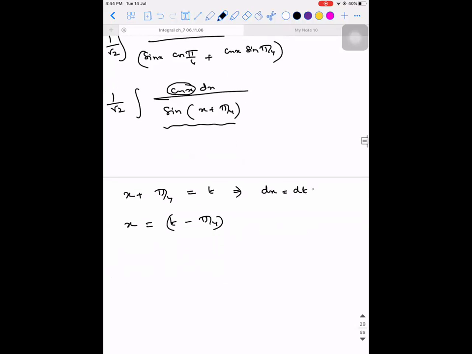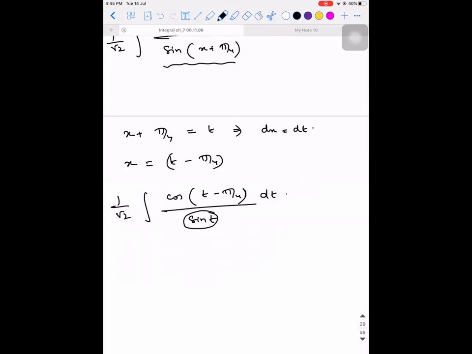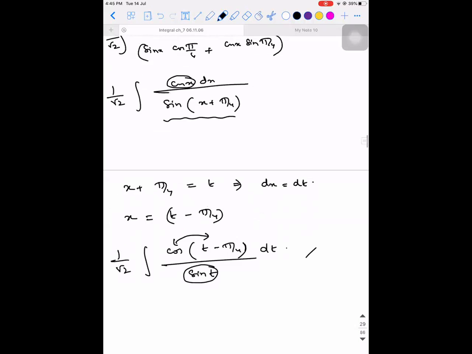So 1 by root 2 into, the question gets transformed to the integral of cos of t minus pi by 4 divided by sin t into dt. Now again I will think of this as z and then proceed. Are you guys able to understand? You can try that. Or else, the cos a minus b formula is there, right? If you apply the cos a minus b formula, you can do it like the previous problem.